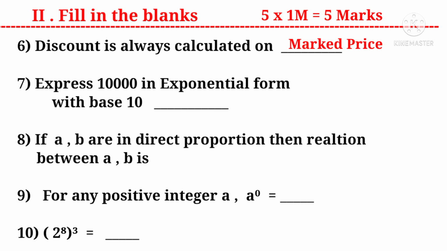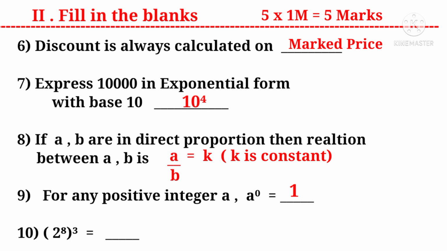Number 7, express 10,000 in exponential form with base 10. 10,000 can be written as 10 into 10 into 10 into 10, 4 times. So it can be written as 10 power 4. Number 8, if A, B are in direct proportion, then relation between A, B is A by B is equal to K, where K is a constant.